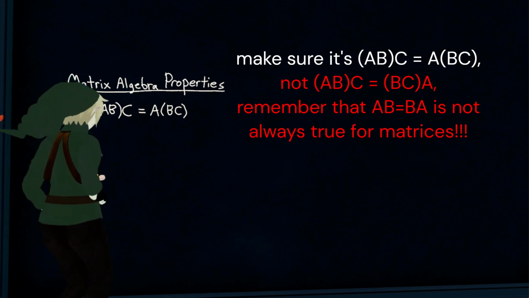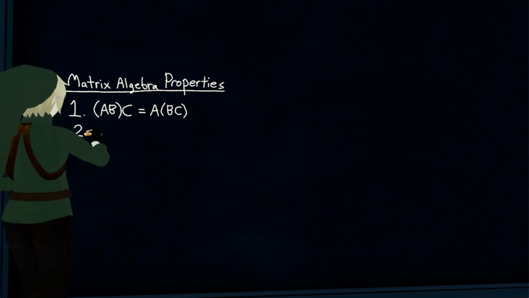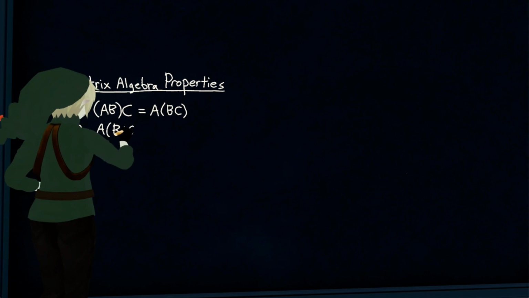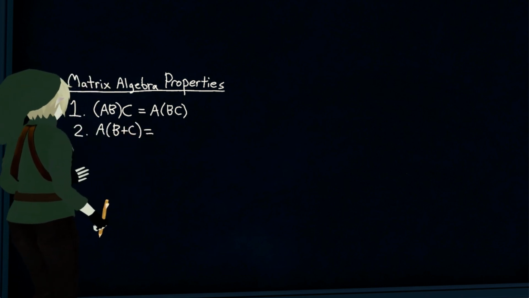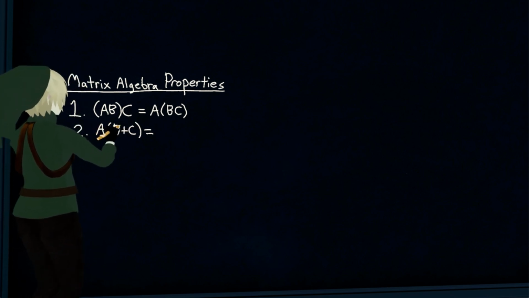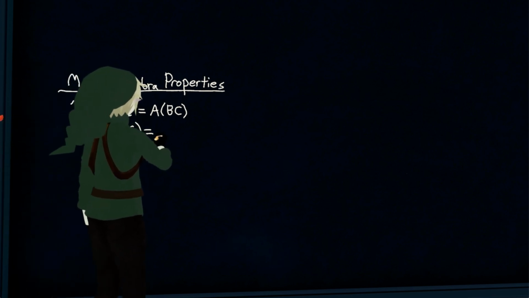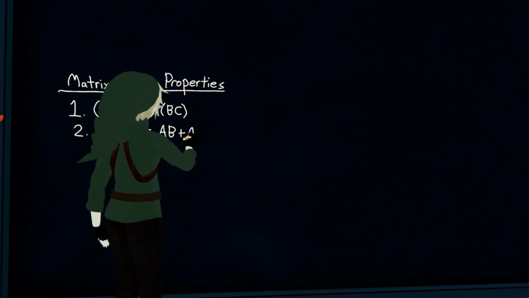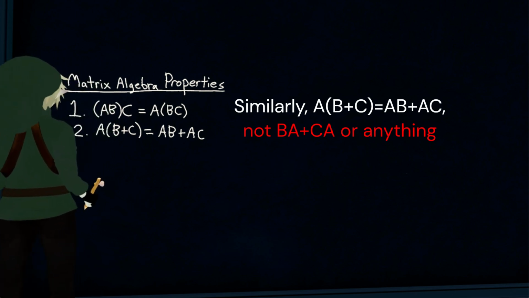Second property is we have A times B plus C. Okay? So whenever you have this, in matrix algebra, it works the same way as the distributive property. So in the distributive property, this also works: AB plus AC. Okay? It works for matrices as well.